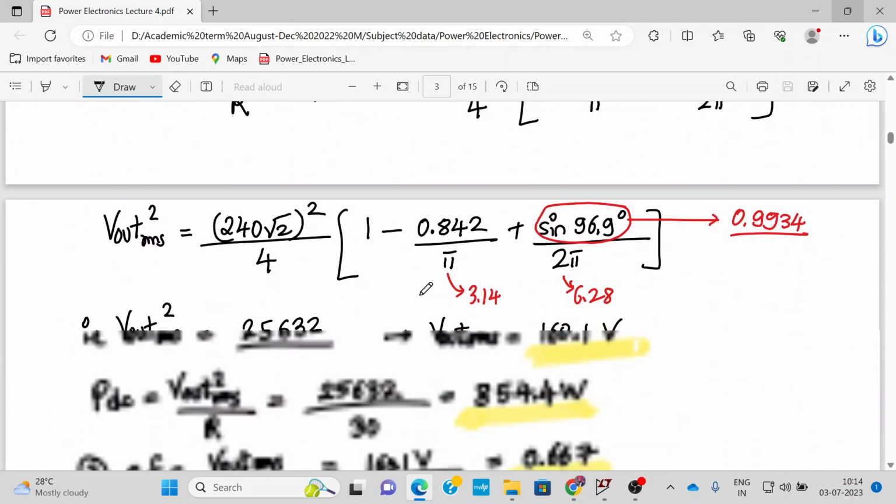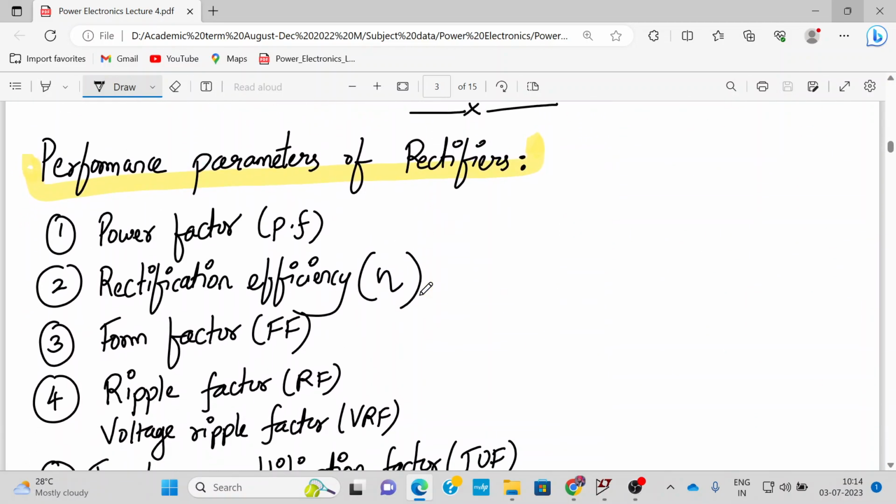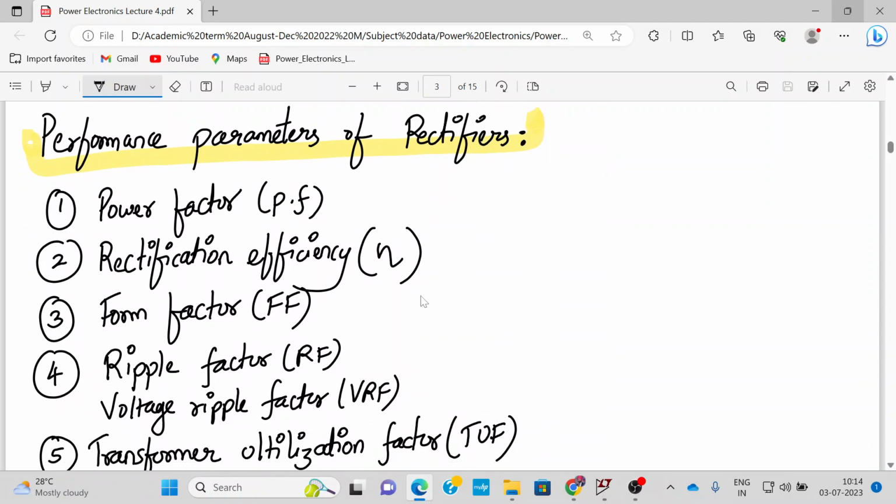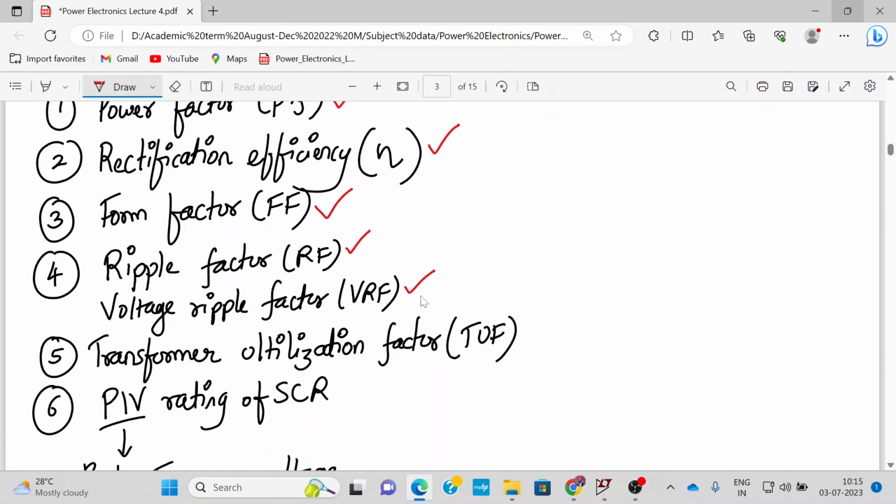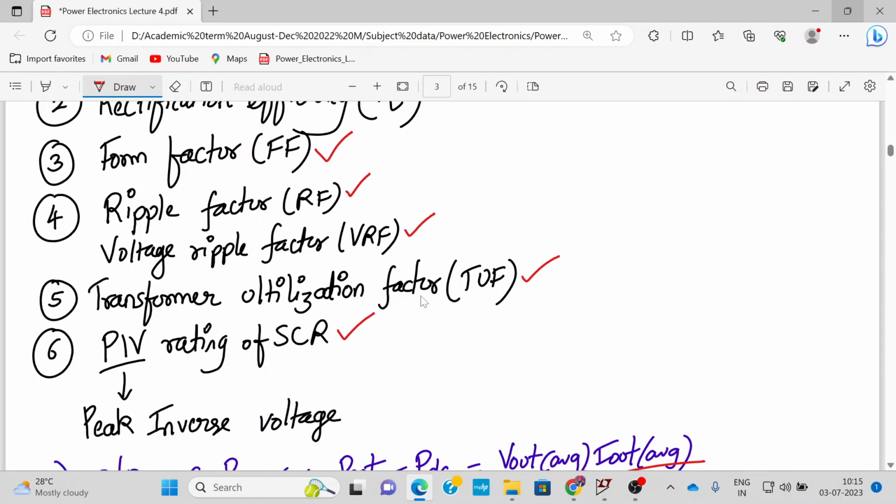Now let us move on to the next topic. The next topic is some of the performance parameters of the rectifier. We have seen some of them: power factor, rectification efficiency, form factor, ripple factor, or we call it the voltage ripple factor. Then we have the transformer utilization factor and the PIV rating of the SCR. PIV rating is nothing but peak inverse voltage. So let us check it out one by one.